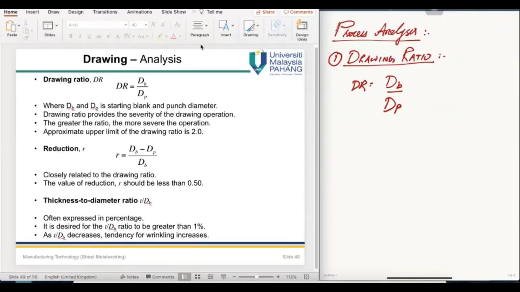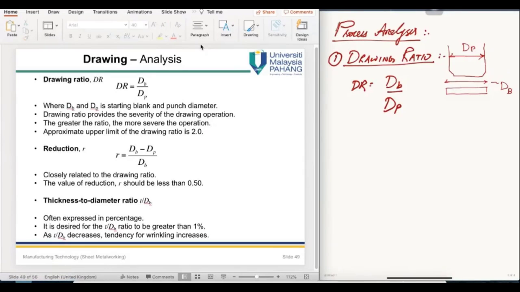So I will draw it for you guys. So let's say this is my blank. The diameter of this blank is Db. And then we have got a punch also. Remember, the punch has rounded corners at the edges to eliminate the effect of stress concentration. Okay, so this is punch diameter Dp. So the ratio of blank diameter to that of punch diameter is called the drawing ratio.